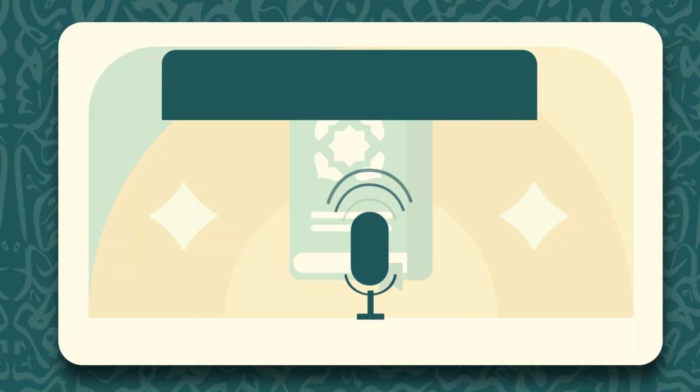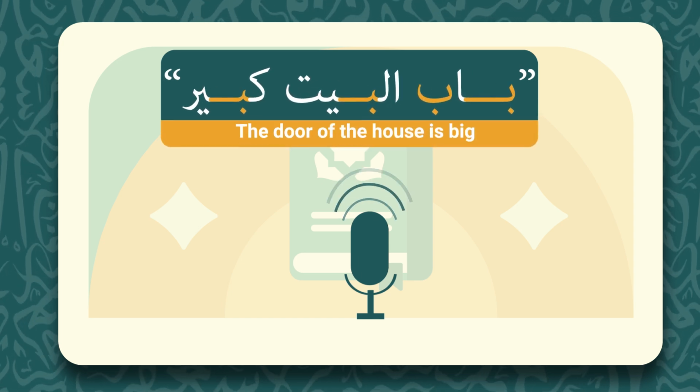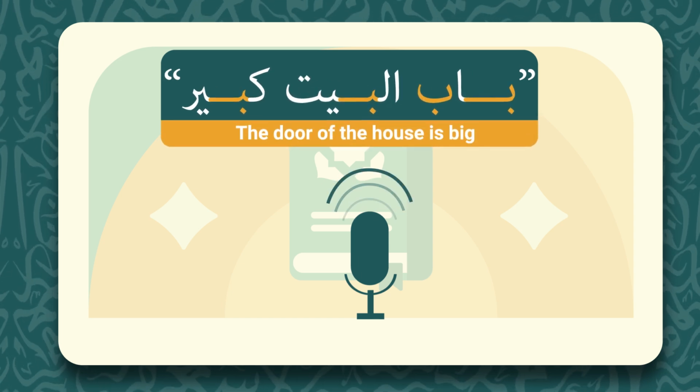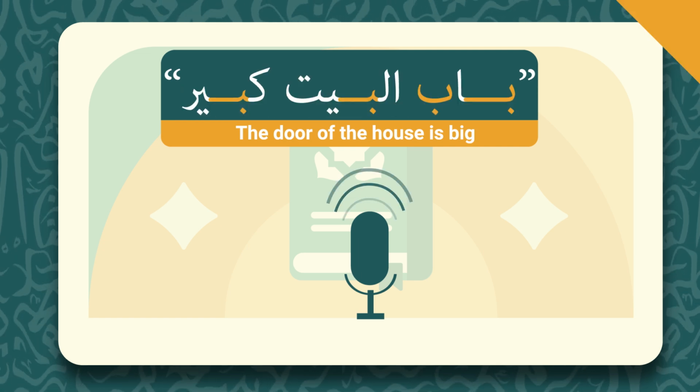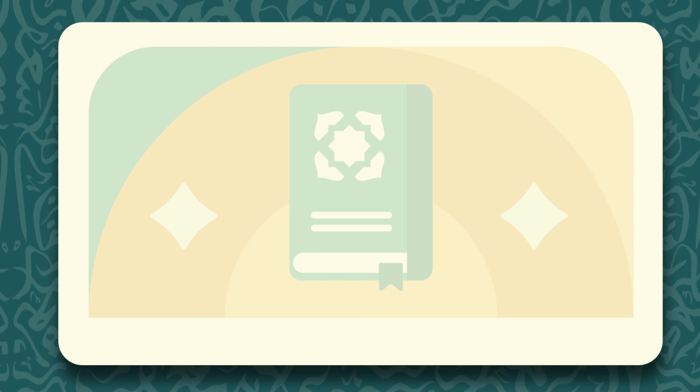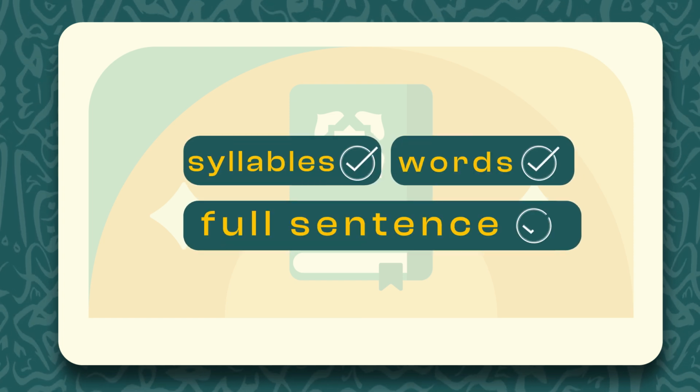Here's a short sentence with ba. باب البيت كبير. Repeat with me, slow, then natural speed. باب البيت كبير. Now you've mastered the Arabic sound ba today, from syllables to words to a full sentence.